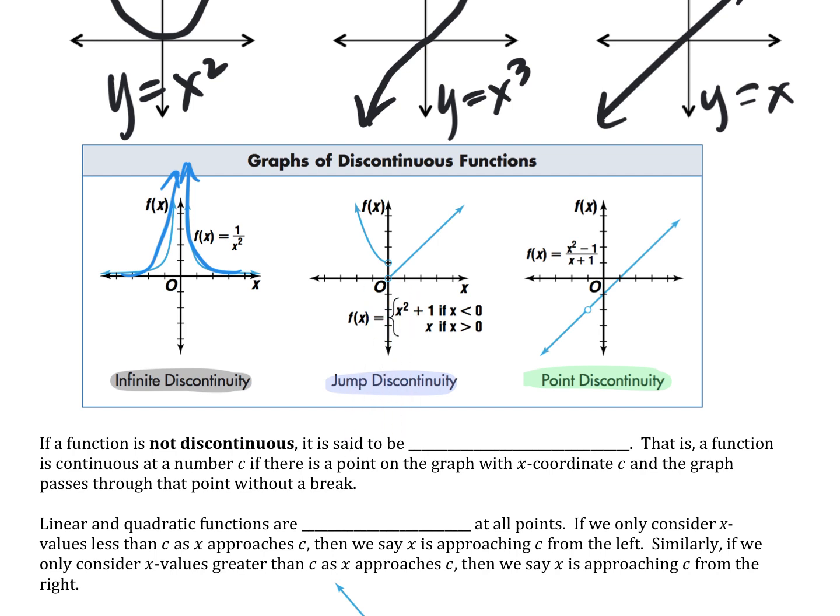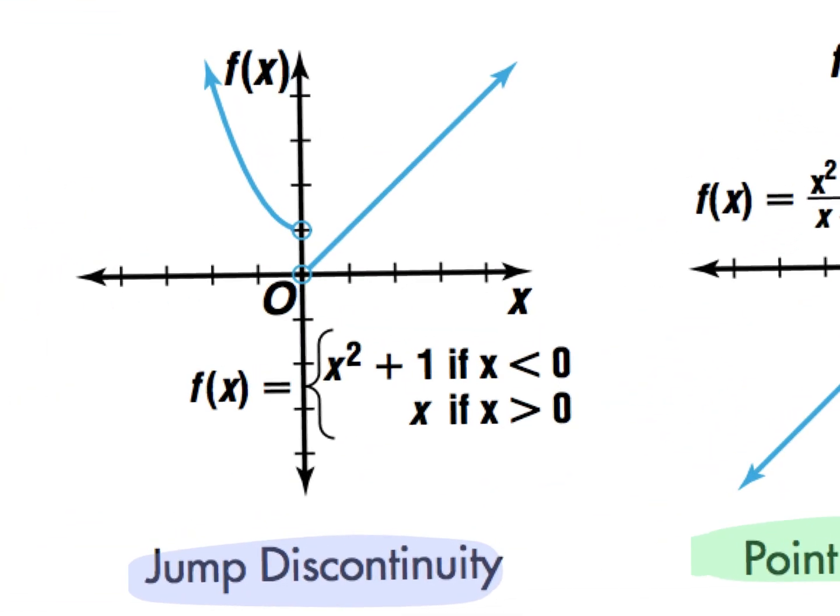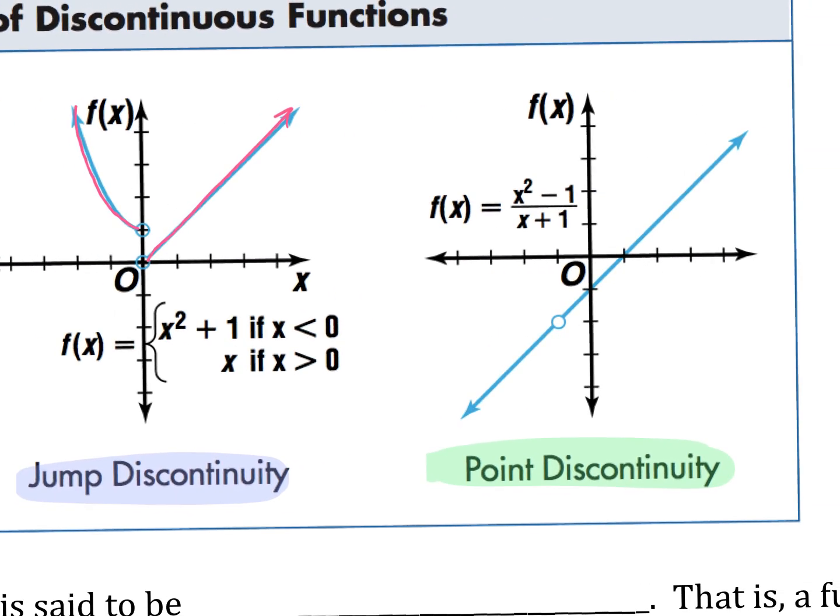Why do you think they're calling this one jump? Because when I'm drawing this graph, I literally have to jump and lift my pen to continue drawing that graph, right? That one's called jump. Anyone want to know why we call this one point? It's just missing a point, right? It's missing a hole. It's got a hole, rather.